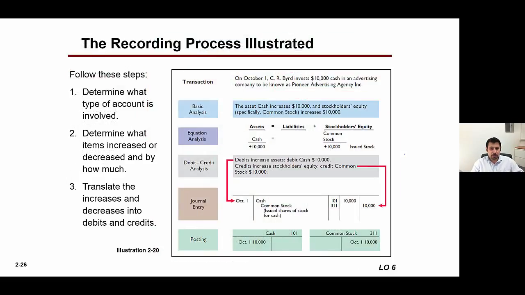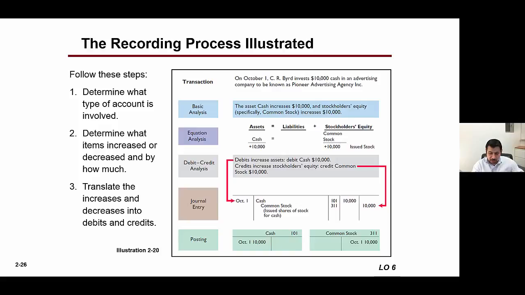Here we will start with a few examples of how the recording process actually takes place. The first step we always need to do is to identify the accounts that are affected by the transaction. Then we need to see how they changed, did they increase or decrease, and finally we translate that into debits and credits. We write the journal entry. So for this first example, on October 1st, C.R. Bird invests $10,000 cash in an advertising company to be known as Pioneer Advertising Agency.